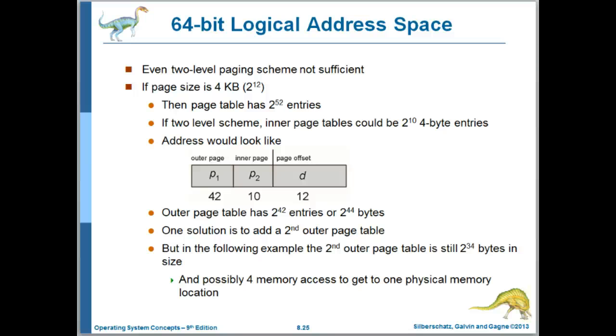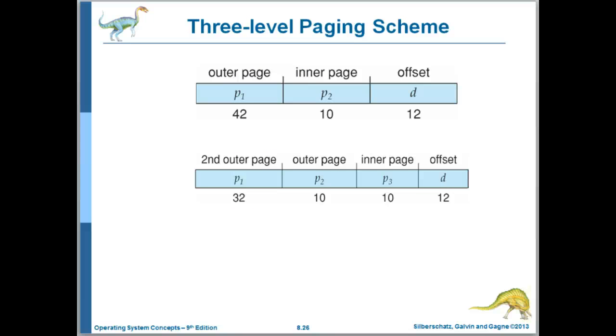So that previous scheme pretty much solved the problem for 32-bit logical address spaces, but what about 64-bit logical address spaces? Using a two-level scheme, the outer page table is 2 to the 42 entries, which is a bit prohibitive. So what do we do now? Well, we could go to a 3-level paging scheme, but then we still have 2 to the 32 entries on the outermost page table. That's not going to work.